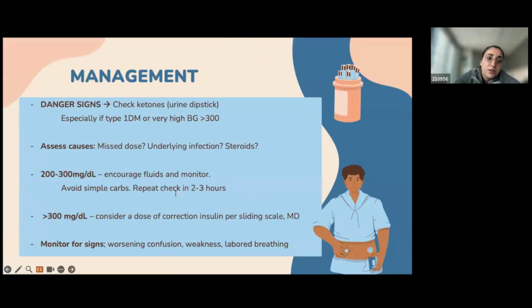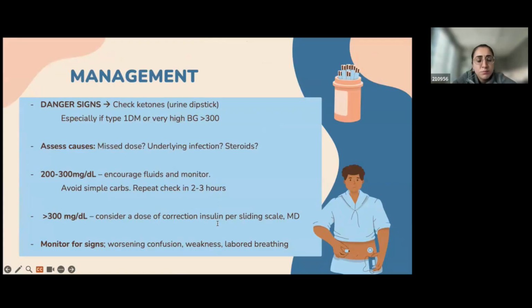So this is just another review slide for how to manage severe hyperglycemia. We want to check ketones, especially if there's type 1 diabetes or if the blood sugar is higher than 300. You want to review and assess the underlying causes. Is it a missed dose, infection, steroids?